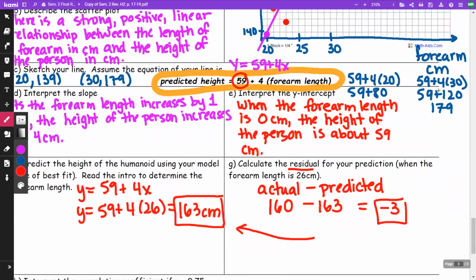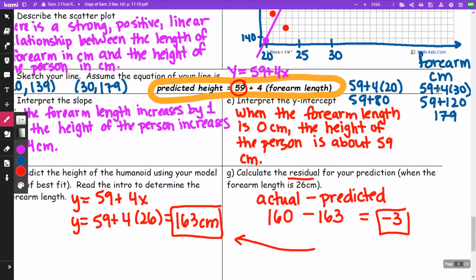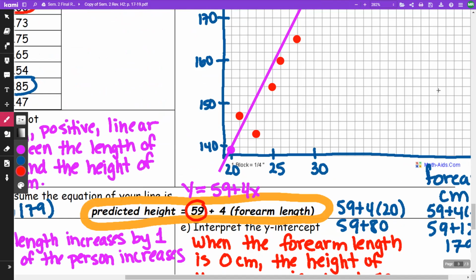And we can kind of see that if we go to 26 here. If I draw a line at 26, so here is 26, you see that my purple line is higher than my prediction. So that distance from here to here, that's what my residual is.